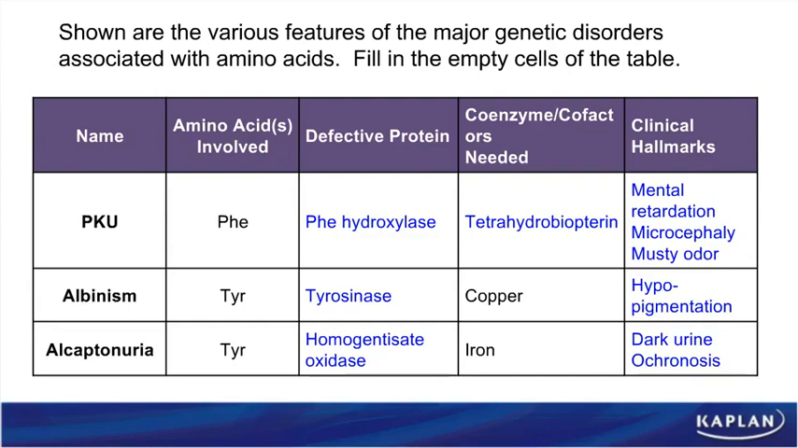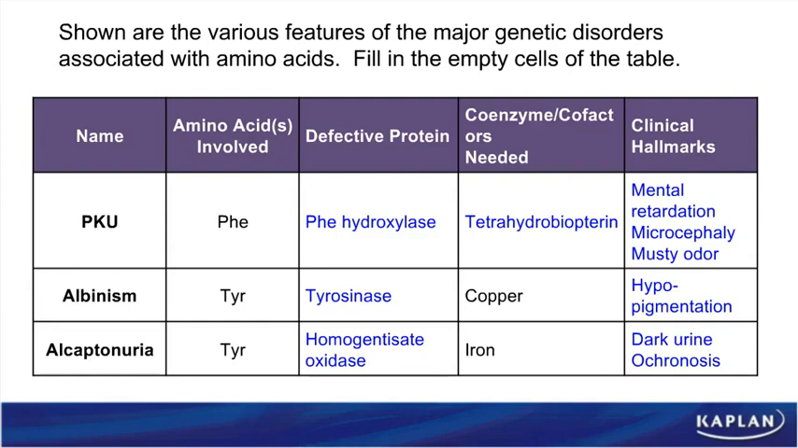Albinism is caused by a defective enzyme tyrosinase. When the enzyme is defective, its substrate tyrosine accumulates and melanin cannot be synthesized. Tyrosinase requires the cofactor copper. A clinical hallmark of albinism is hypopigmentation.